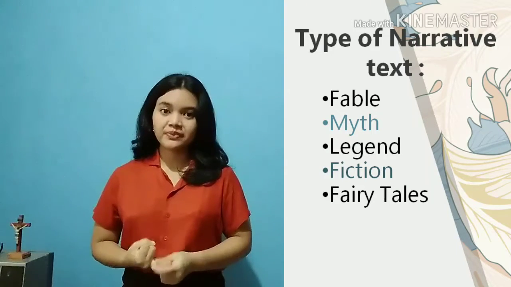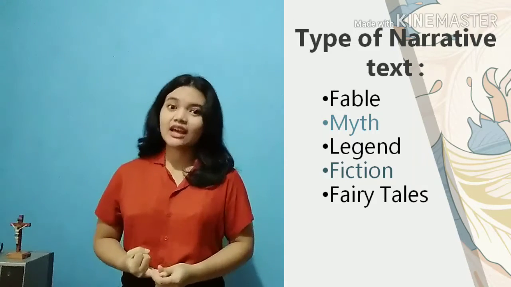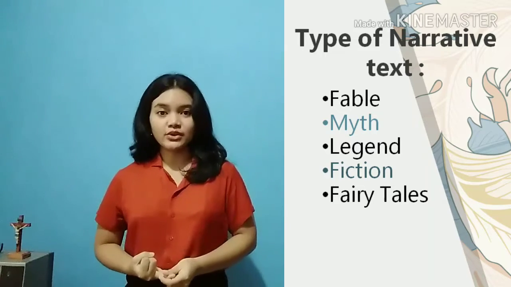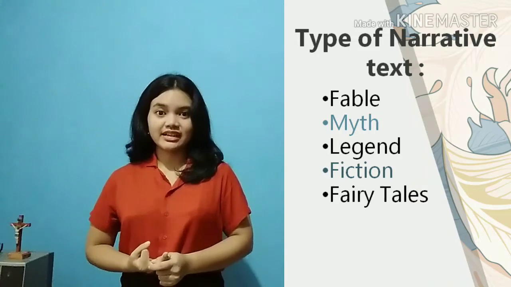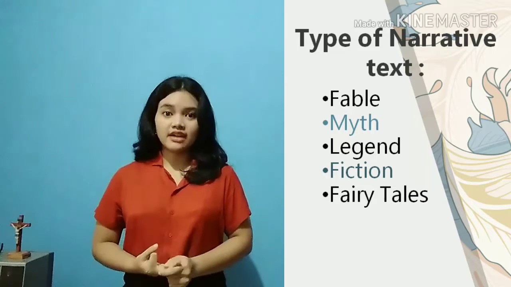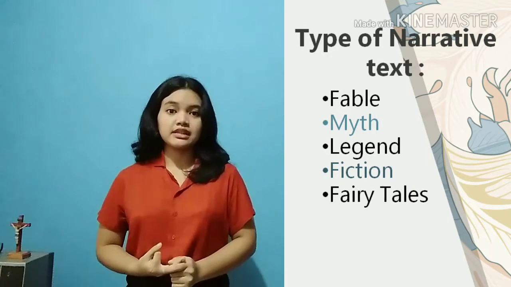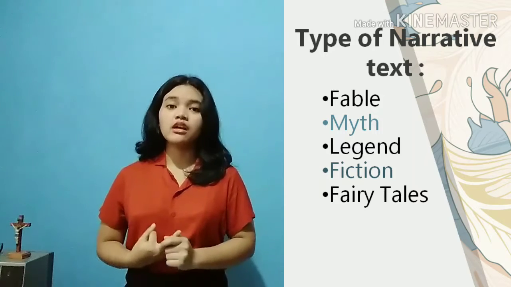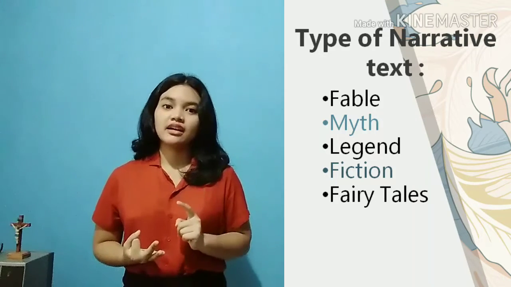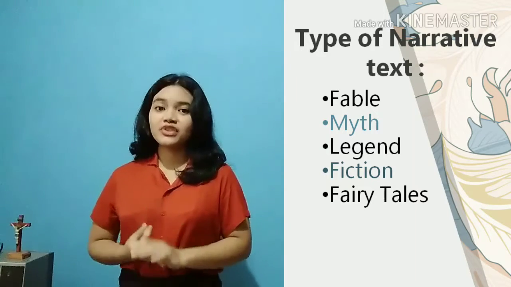Second, myth is a story about a superhuman being from an earlier age. For example, The Graying Stone. Third, legend is an unhistorical or unverifiable story that is handed down by tradition from earlier times and popularly accepted as historical. For example, Tangkuban Perahu, Malin Kundang, Danau Toba, and etc. And then next, fiction.